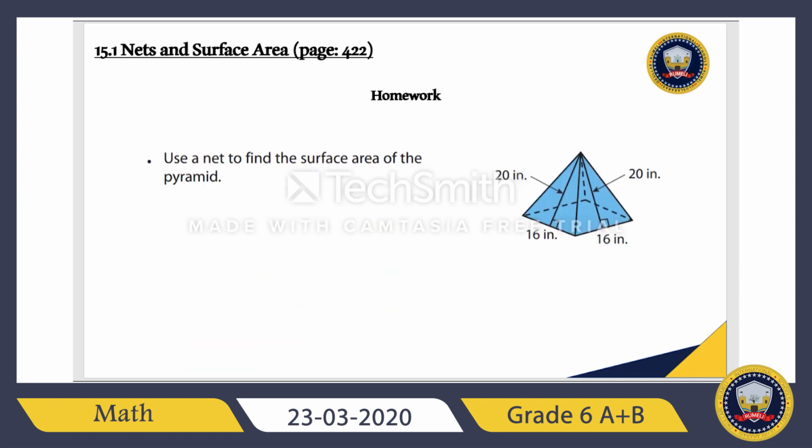All right, let's finish up with this easy homework. Here we have a pyramid that has a base as a square, and it has sides as triangles. They meet at this point. 16 and 16 are the dimensions for my base. The height of one triangle is 20 inches. I want you to use the net to find the area of this net and find the surface area of my pyramid.